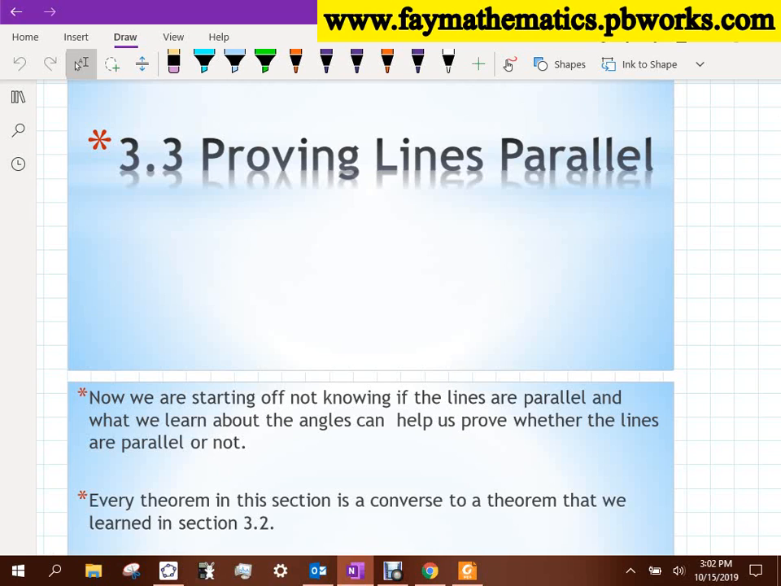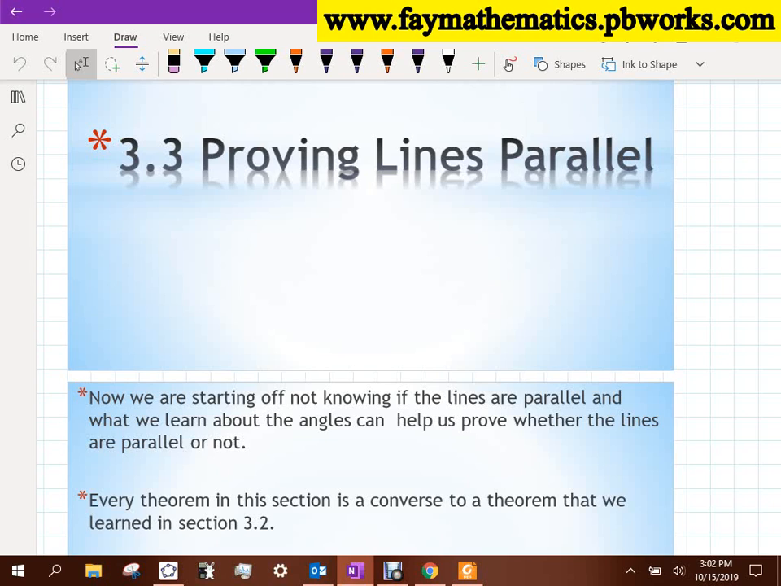Okay, if I were writing this textbook, I would not have this section. I would not have 3.2 either. I would merge them into one section, especially after what we talked about in section 2.3 or 2.4. If you remember back to Chapter 2, we talked about if and only if statements. They're called biconditionals.